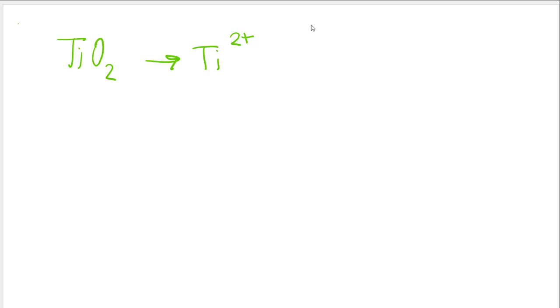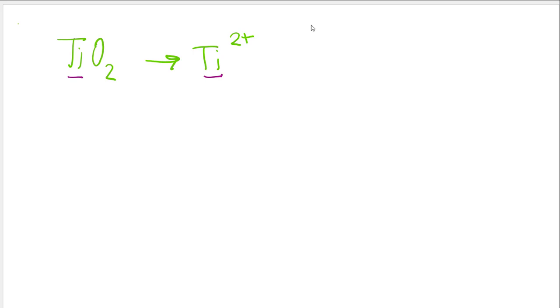So I'm going to go through my rules here. Number 1, we wrote the reaction. Number 2, for each half reaction, we're going to balance the reactants except H and O. And I can see here that I've got 1 titanium and 1 titanium, and we are not balancing the O's yet. Well, let's go on to number 3.